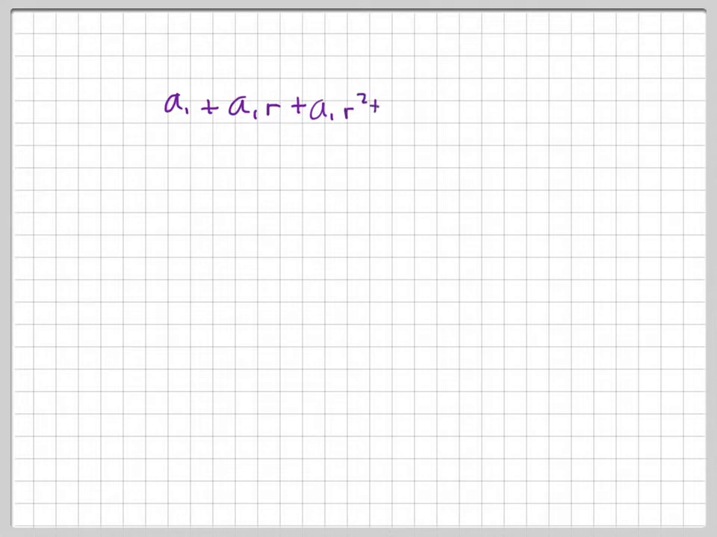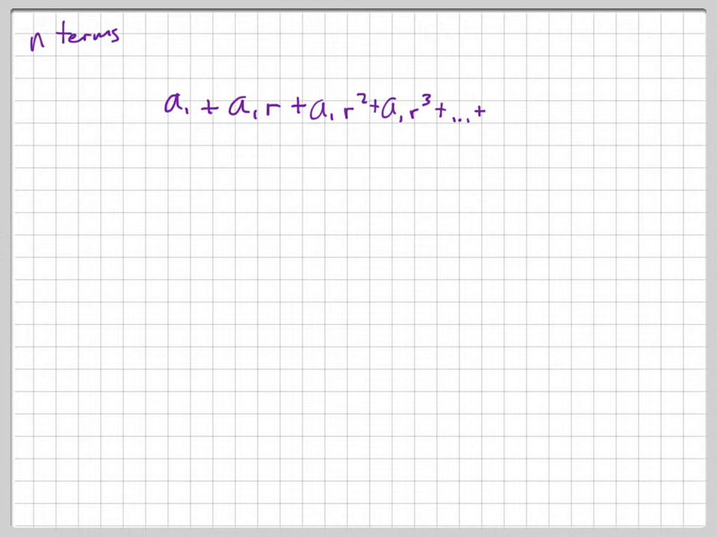And then what would the next one be after that? a sub 1 times r to the third power, right? So we see the pattern. So I'm going to say plus and go dot, dot, dot, because we're going to do a really big geometric sequence, and I don't want to write them all out. So what would be the second to last term in this sequence? If there's n terms, right? So we've got n terms.